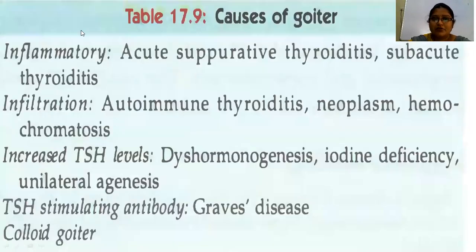And these are the causes of goiter. Inflammatory, due to acute suppurative thyroiditis and subacute thyroiditis. Then infiltration due to autoimmune thyroiditis, neoplasm, hemochromatosis, and increased TSH levels. In case of dyshormonogenesis, iodine deficiency, and unilateral agenesis or hemiagenesis. Then TSH stimulating antibody in case of Graves' disease and colloid goiter.